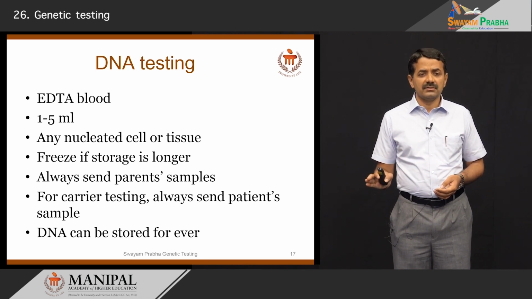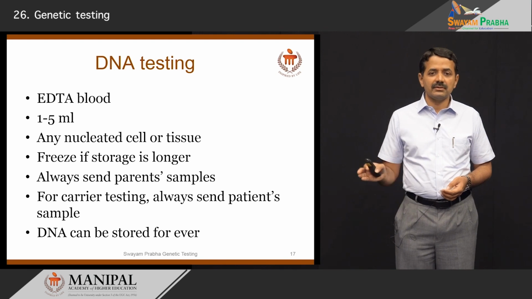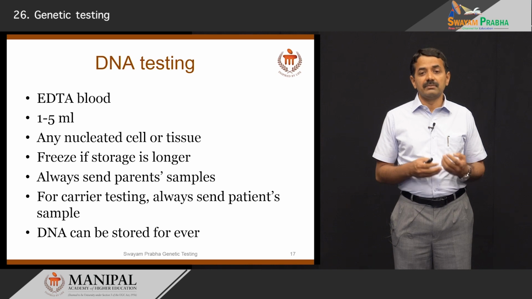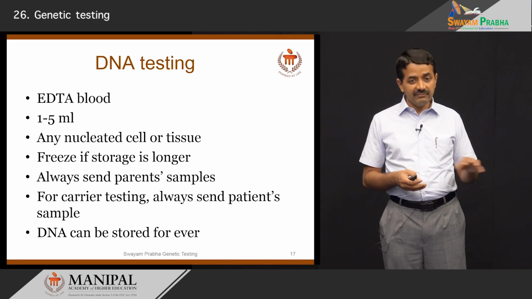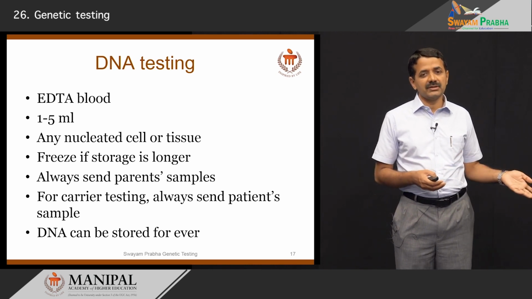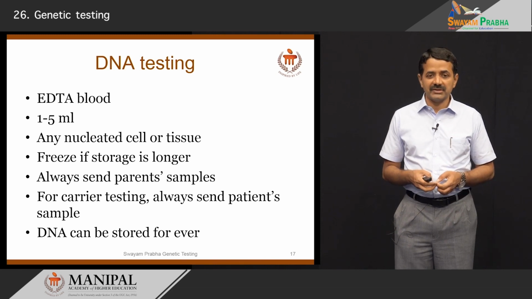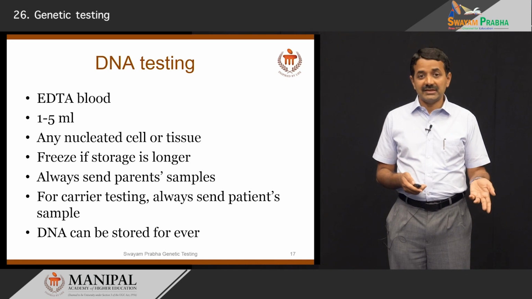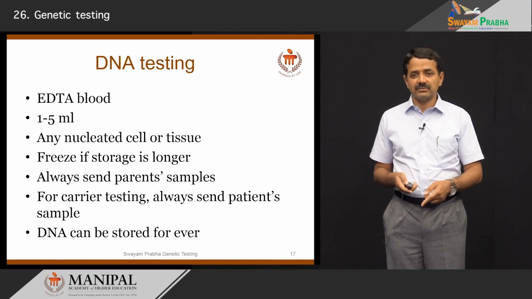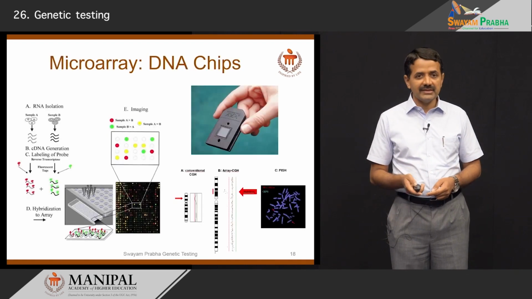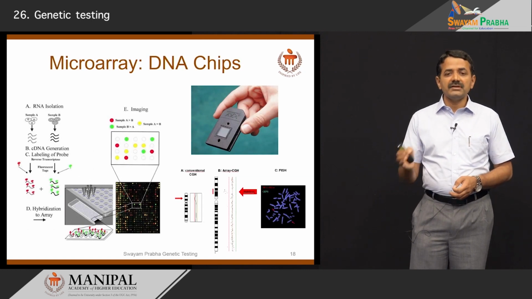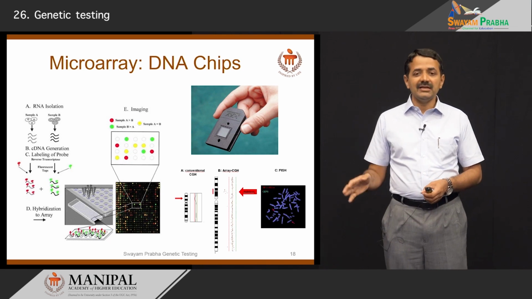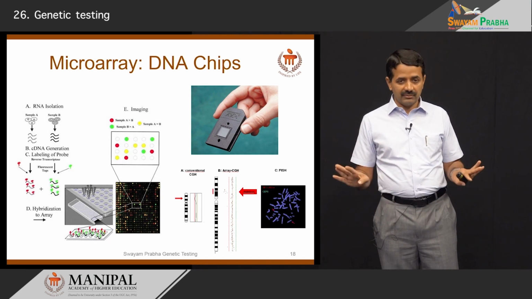Often we need parental samples to interpret the results, and for carrier testing we always need a patient or proband sample within the family, unless it is a common carrier screening for the entire population. DNA can be stored forever. So, these are the advantages of DNA testing. I will be discussing DNA tests in my subsequent slides. Now, one of the tests which is done widely using DNA is chromosomal microarray.